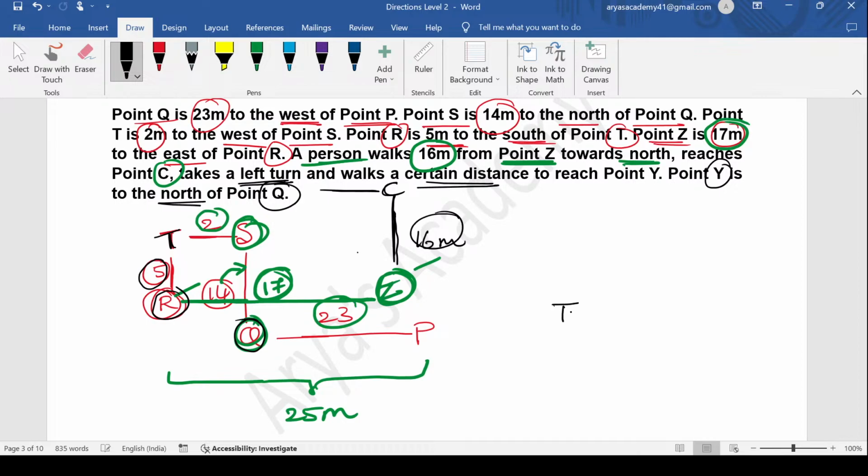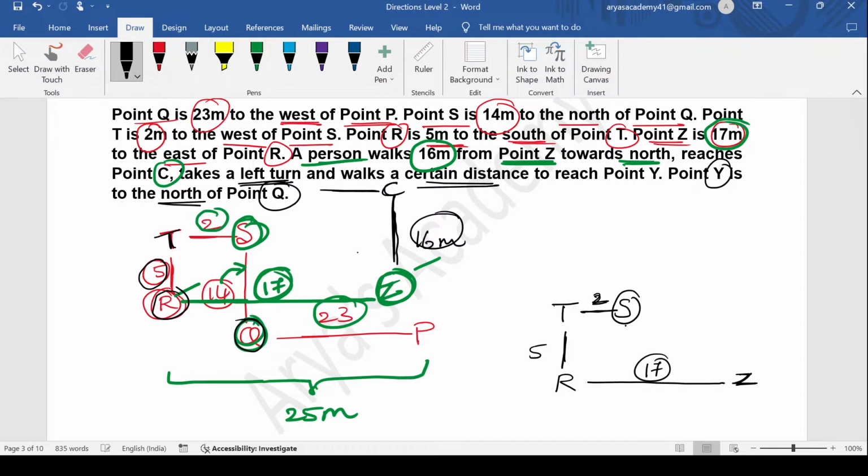Point T is here, okay? And point R is here. This particular distance is just 5 meters, okay? And from R, I have to go for 17 meters, where I will arrive at the point Z. Then T and S are at a distance of just 2 meters.